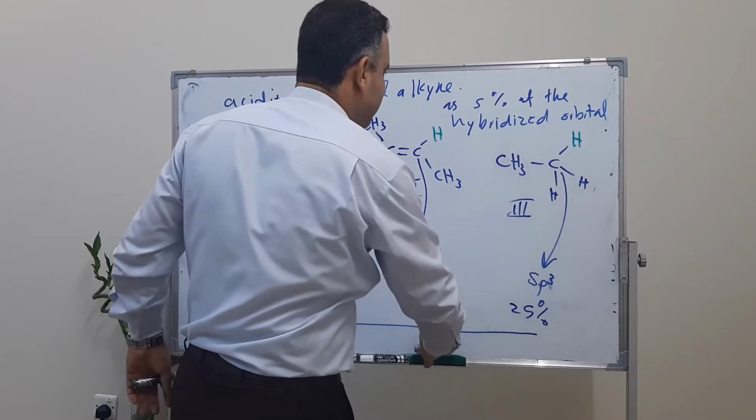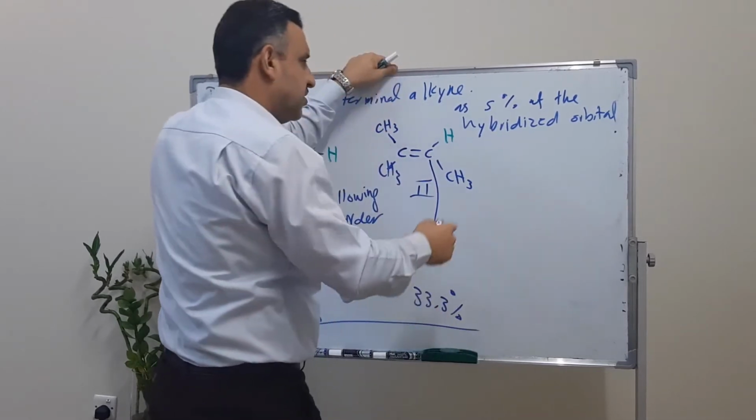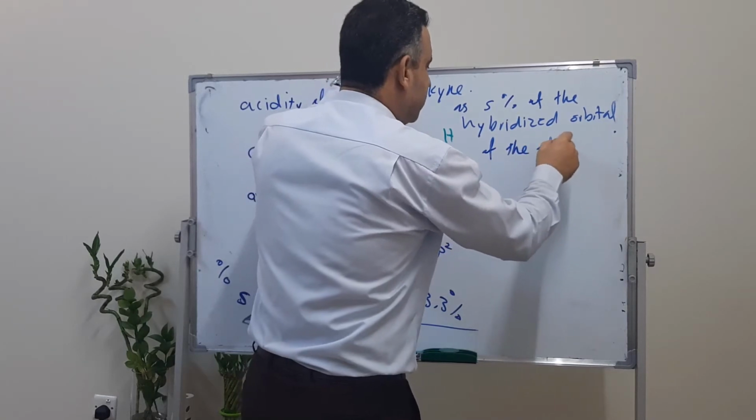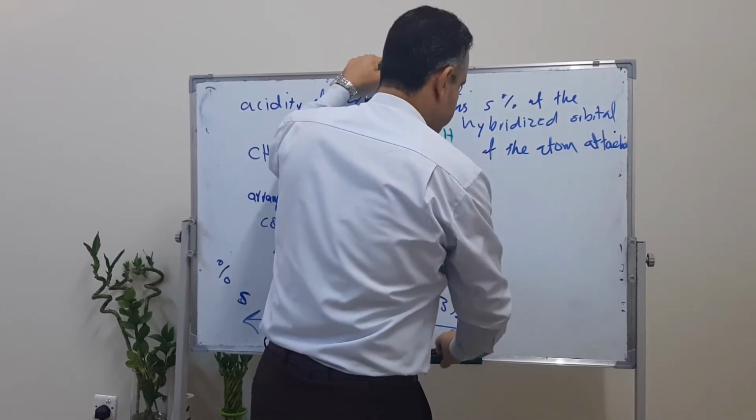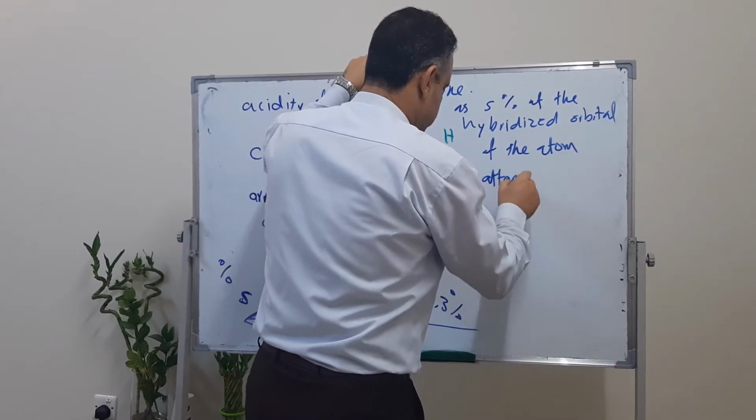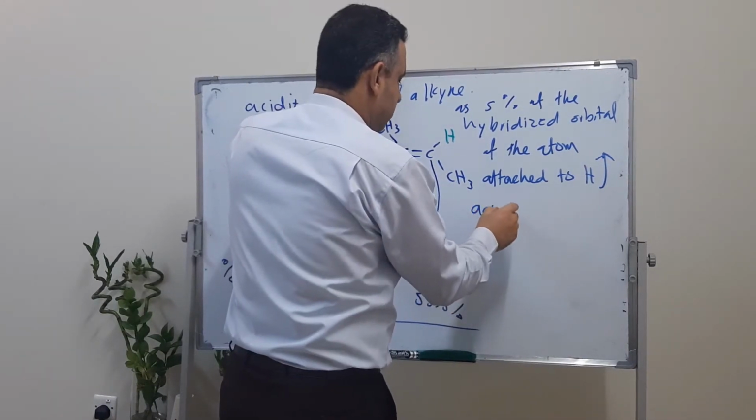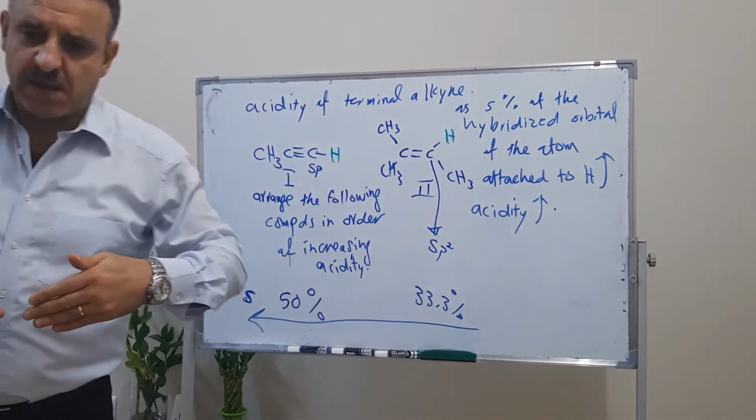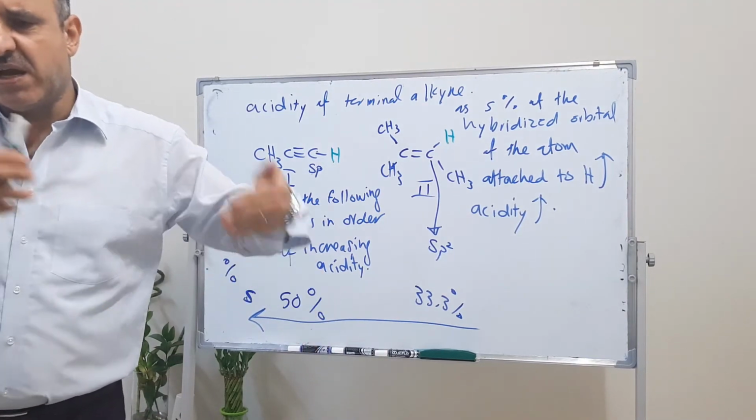of the atom attached to the hydrogen, it's not for the hydrogen, because the hydrogen never uses a hybridized orbital, increases, then acidity increases, always.